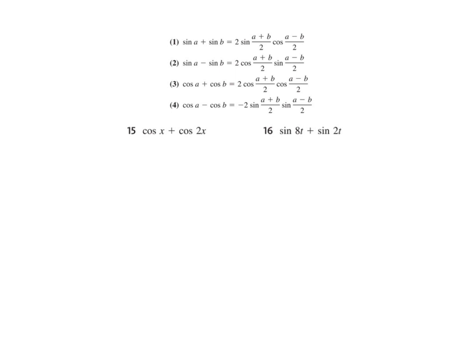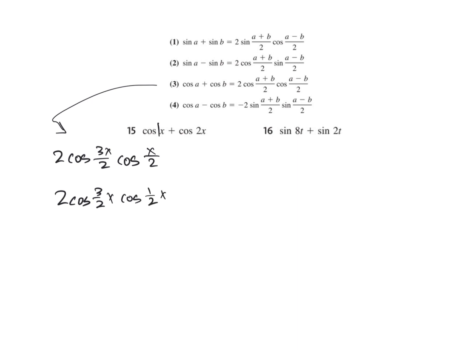15, cosine plus cosine. So we're at number 3 here. So 2 cosine of the 2 added together. 1 plus 2 is 3, so 3x over 2. Times the cosine of the difference. 1 minus 2 is negative. So the negative doesn't mean anything on the angle of cosine. So the negative 1x, or x, divided by 2. Again, that's the same thing as saying this. Always remember that the fractions can be out in front.